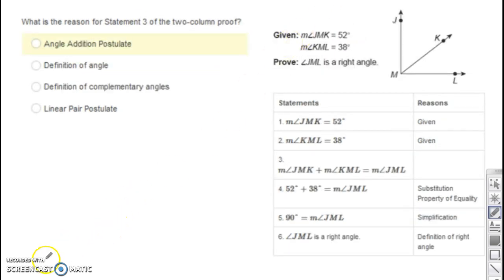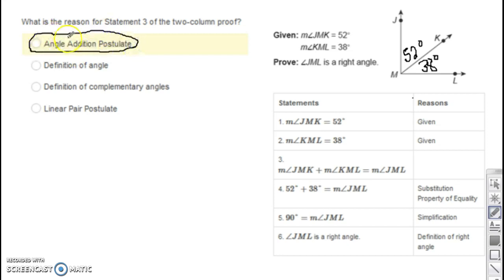All right, the next one. We want to fill in statement 3. So let's look over here at 3. We need to go back and look at what's happened prior to 3. It tells us that the measure of angle JML is 52 degrees and that KML is 38 degrees. And then in step 3, it says that I could add those two angles together and it would equal the total angle. Well, we need to give a reason or a justification for that. And anytime you add the two smaller angles to get the bigger angle, that is called the angle addition postulate.